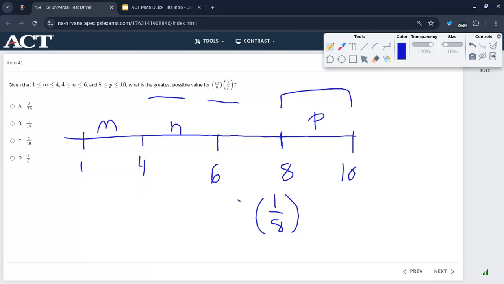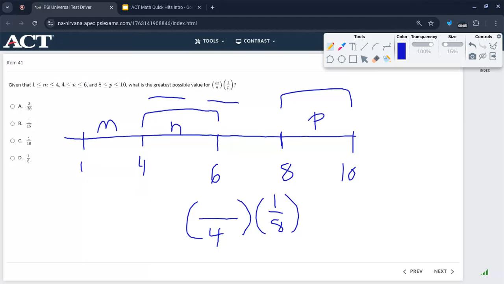So now let's go to the M and the N part. Again, same deal. I'm going to focus on that denominator, so I'm going to look at my N part here. For denominators, if I want big numbers, then I need the lowest possible value that my denominator can be. And since N is between 4 and 6, the lowest value there could be 4.